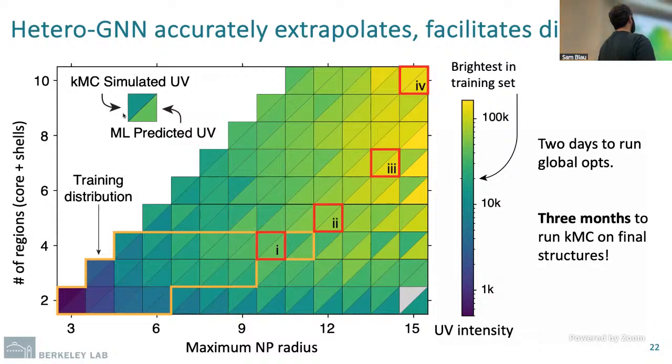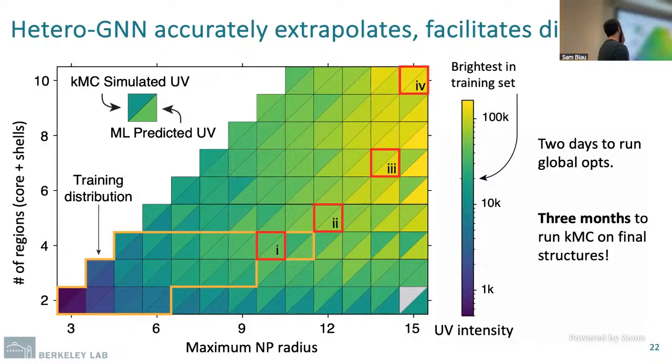What blows me away is that the orange outline region can be thought of as our in-distribution region, as far as the radius of the particles we trained on and the number of regions that we trained on. Everything else is out of distribution in multiple ways. And the brightest particle in our training set is right around here. We are correctly, successfully predicting things that are out of distribution along multiple axes, which validate against 3-month-long KMC as being super bright, way brighter than anything we've trained on.